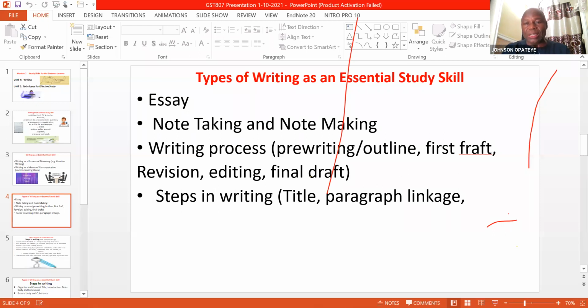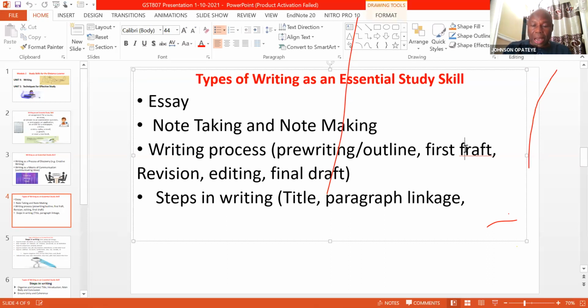And also somebody was talking about the writing process, and the person was talking about pre-writing or outline. For you to write, first of all, what is the title of your writing or your write-up? You select a topic. After you have selected a topic, then you have what we call pre-writing or outline. What are the points you want to write on? You list them in a bullet or numerical form. Then when you have listed all those points, you have a first draft. You write on each point.